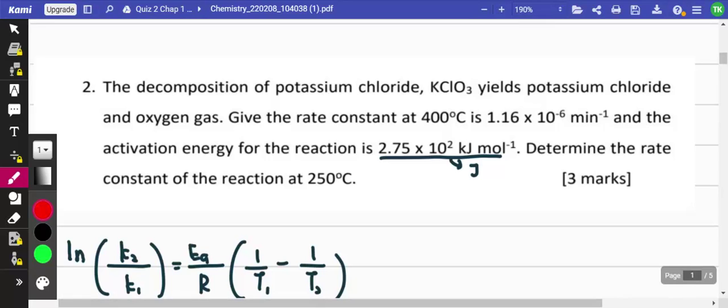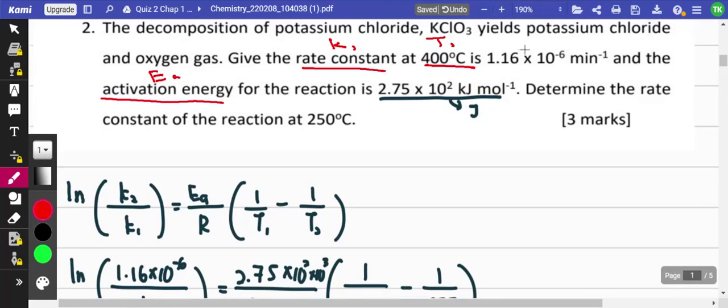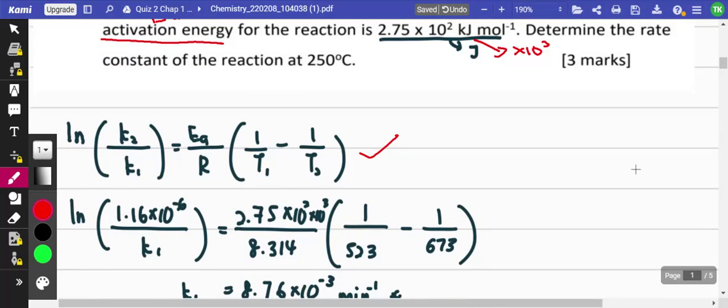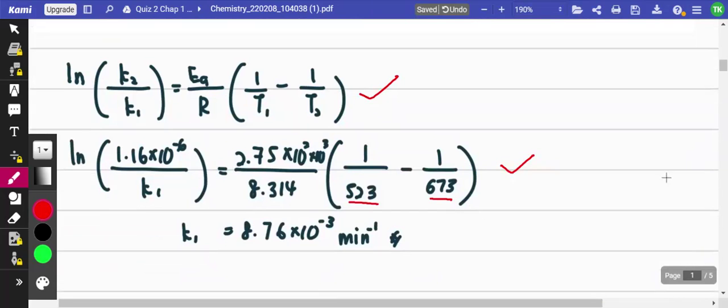The decomposition. Given rate constant K1, temperature T1, then activation energy Ea, and this is given in kilojoule per mole. So kilojoule needs to times 10 to the power of 3. You just use the expression straight away. You don't have to derive again the Arrhenius equation. Just use this formula, substitute, then remember temperature must be in Kelvin.